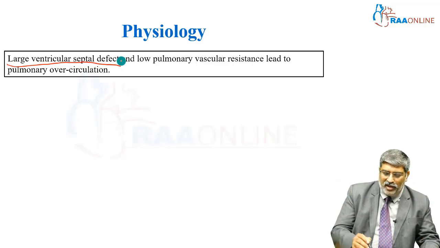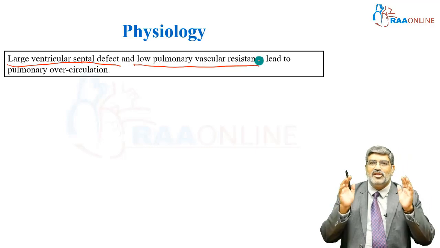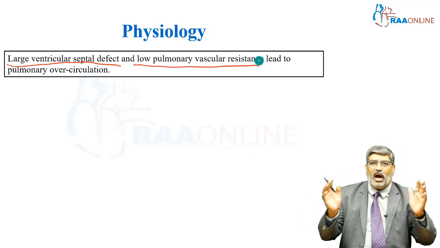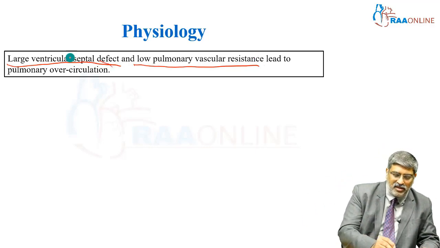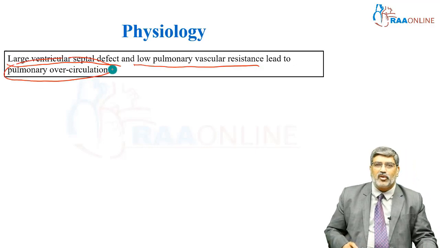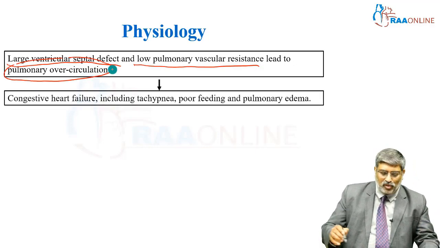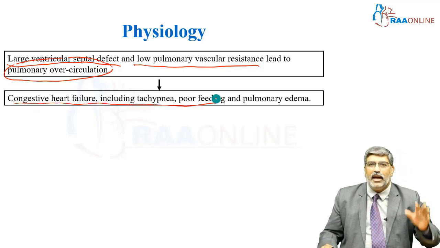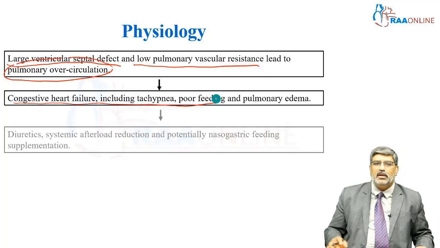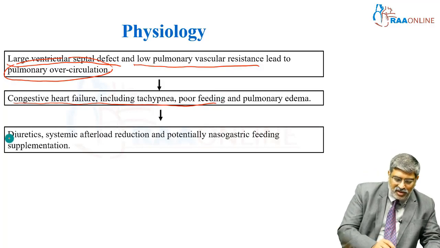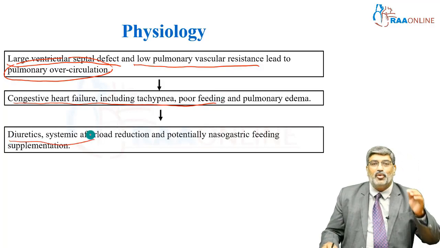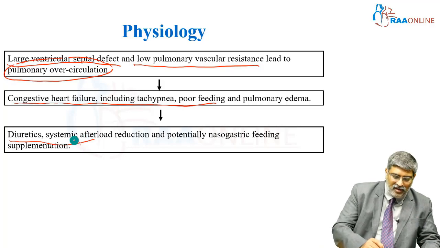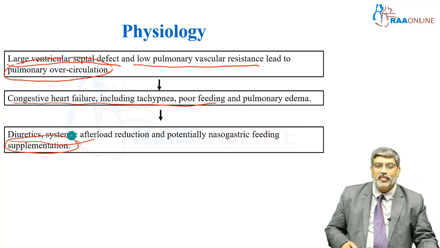and low pulmonary vascular resistance. These two factors lead to a large left to right shunt and there is pulmonary overcirculation. This leads to congestive cardiac failure, tachypnea, poor feeding and pulmonary edema. The first initial management is you give diuretics, you reduce the afterload and feed the child with a nasogastric tube.